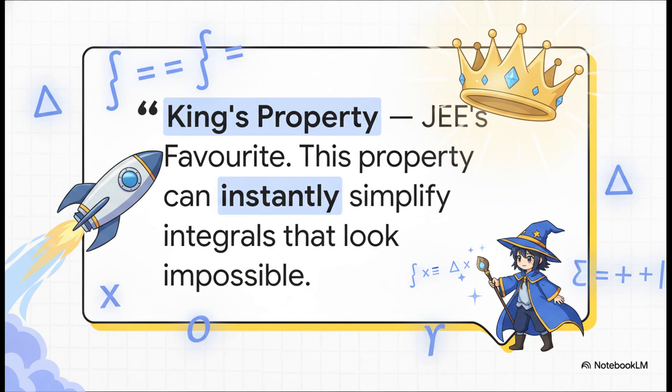They call this the King's property, and let me tell you, it's earned that name. For an exam like JEE, this is pure gold. It's a shortcut that can take an integral that looks absolutely terrifying and turn it into something you can solve in seconds. Seriously, learning to use this property is like having a superpower on exam day.